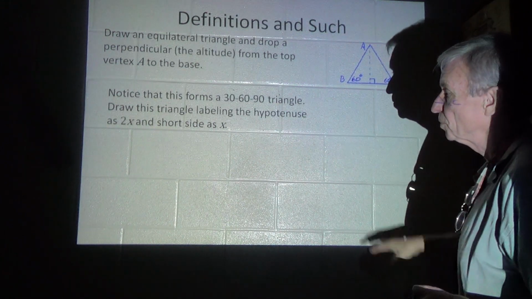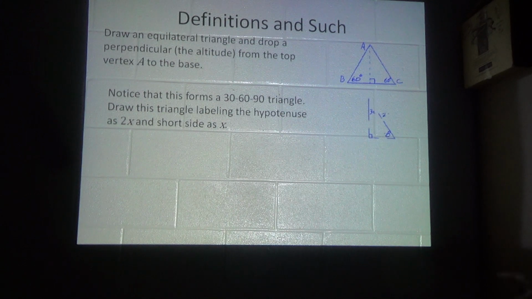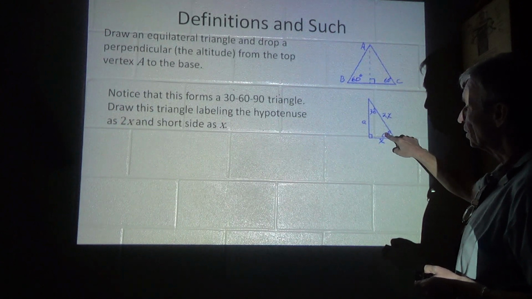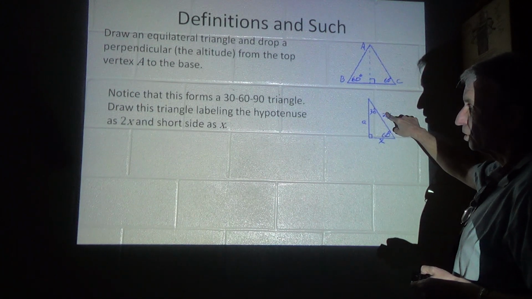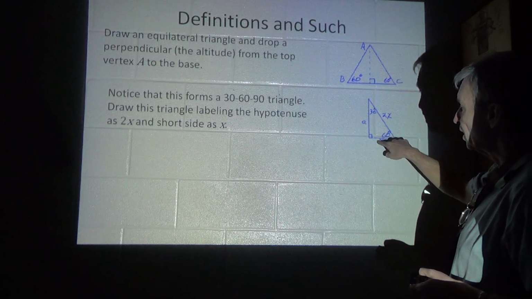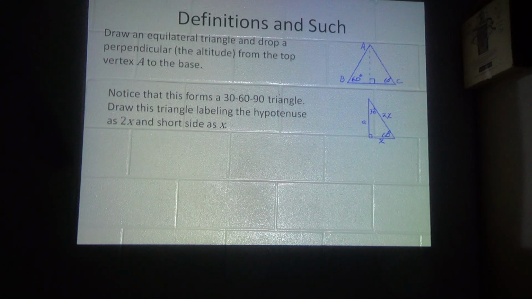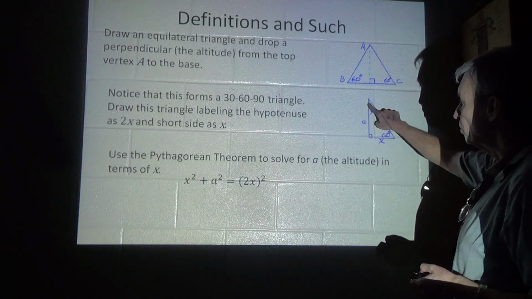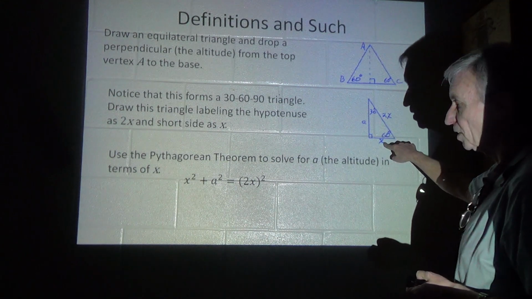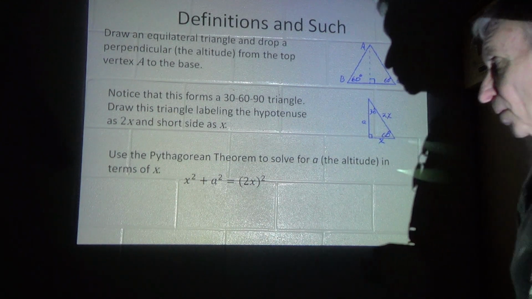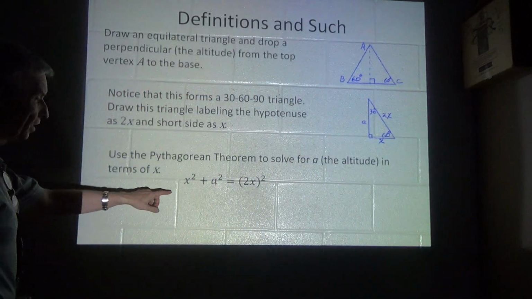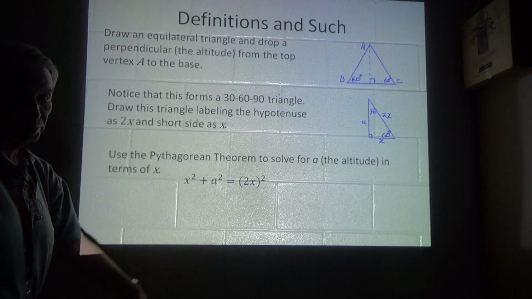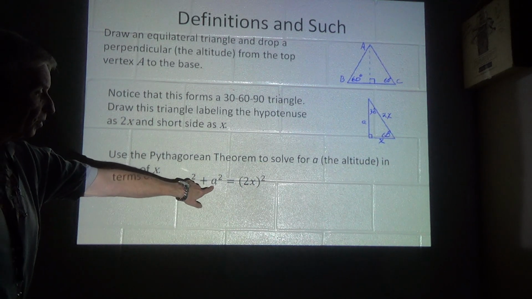We're going to redraw one of the two triangles right here. We're going to take one of these triangles, put the 30-degree angle here, the 60-degree angle here, and note that this is 2x, the short side is x, and this is a for the altitude. We're now going to use the Pythagorean theorem to find out what a is, because we know this is 2x and this is x. It's going to start out as x squared plus a squared equals 2x squared. We're going to solve for a.